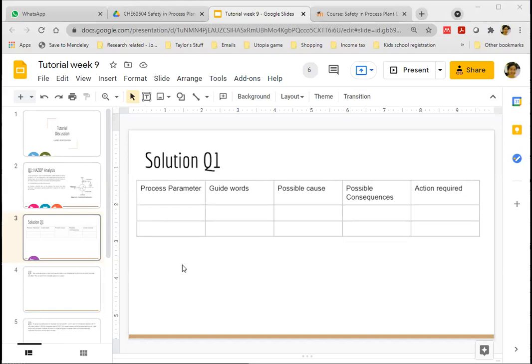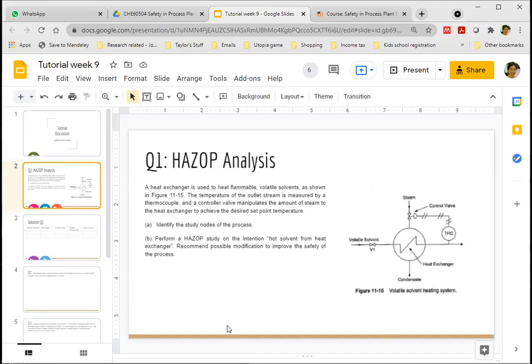So for question 1, what I intend to do is that we are going to discuss it together as one group, since there's only 8 of us here. For question 1 on the HAZOP analysis, I want you to read through this and start working on it. You have about 15 minutes to look at what you want to do with this heat exchanger. Given that the heat exchanger is used to heat a flammable volatile solvent, and the temperature of the outlet stream is measured by a thermocouple, you may proceed from there.